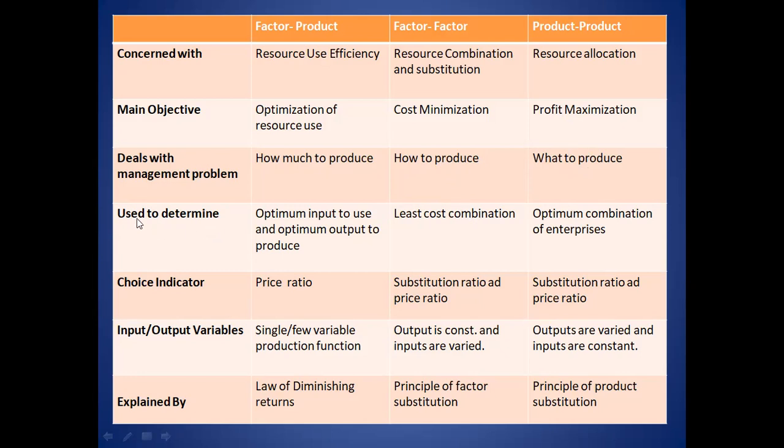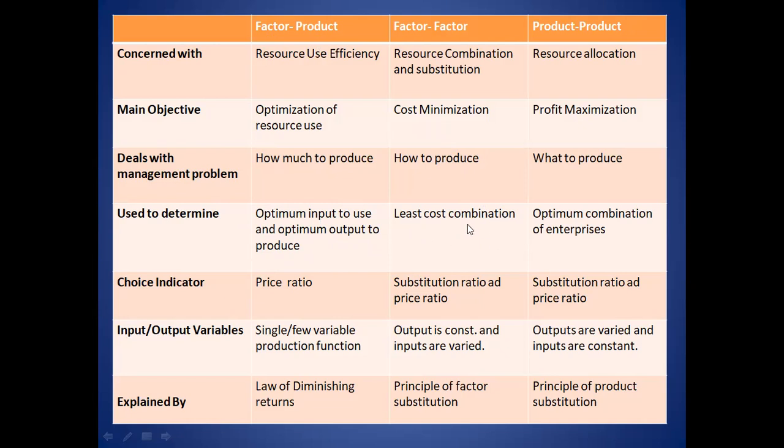Then, what are the things to be determined? In factor-product, the optimum input to use and the optimum output to produce. Why? Because here factor is also there, product is also there. So how you can use the input optimally and how you can produce the output optimally. These things are to be determined. Then in factor-factor, least cost combination. Here our objective is cost minimization. So here we have to determine the point of least cost combination.